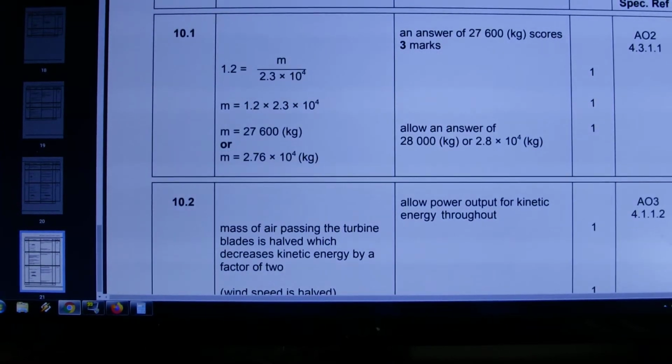What was after coffee? It was a mass of air moving past a wind turbine, wasn't it? 1.2, density of air is mass divided by volume. Therefore mass is density times volume, which is 27,600 kilograms, or 2.76 times 10 to the 4 kilograms. Allow 28 or 2.8.